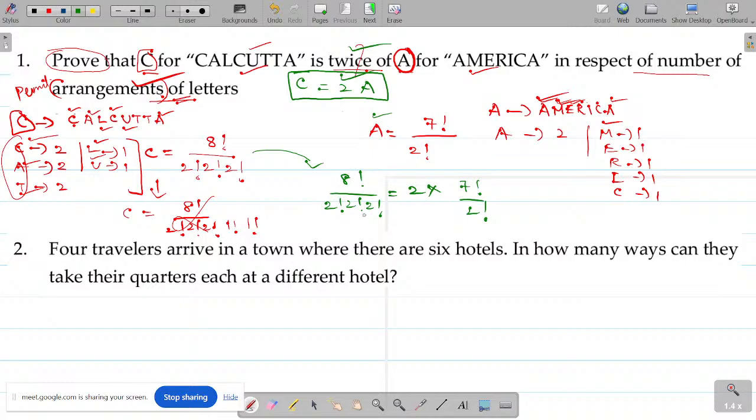How can I write this 8 factorial? Can I write this as 8 into 7 factorial? What is this 2 factorial, 2 factorial, 2 factorial? It is 8, since 2 factorial is 2. So it's 8, and I can cancel these two.